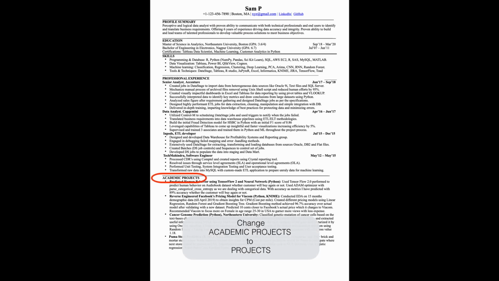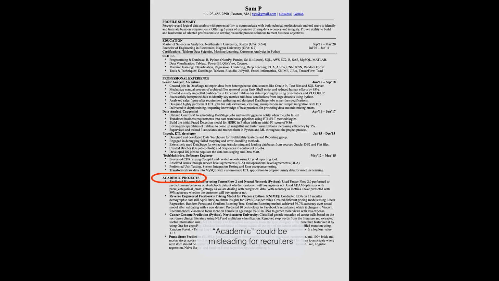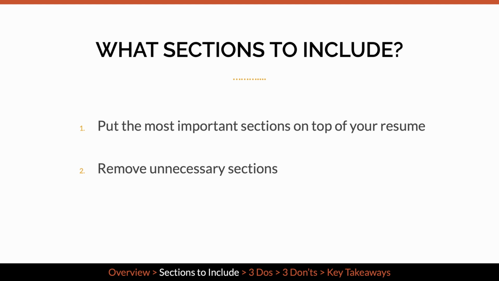education. The second suggestion is to change the title of academic projects to projects, because the word academic could be a little misleading for recruiters. The recruiters may think either this person doesn't have a lot of industry experience or this person's experience is more academic research oriented. This is an overview of the structures of two resumes. Two tips are: put the most important sections on top of your resume and remove unnecessary sections.